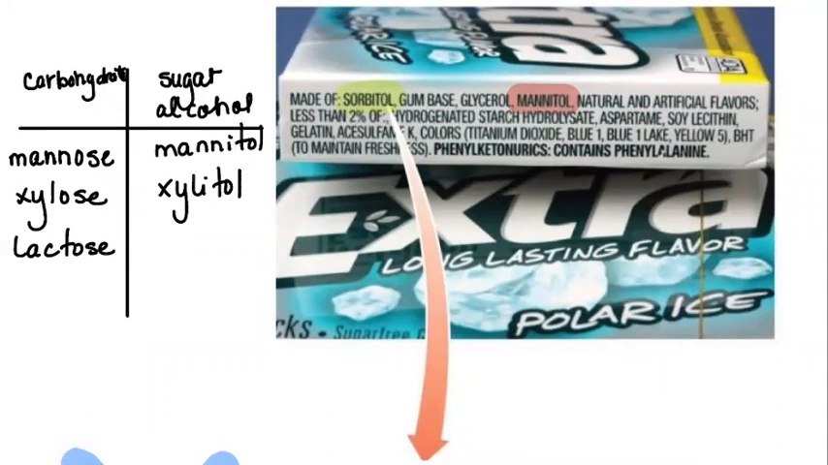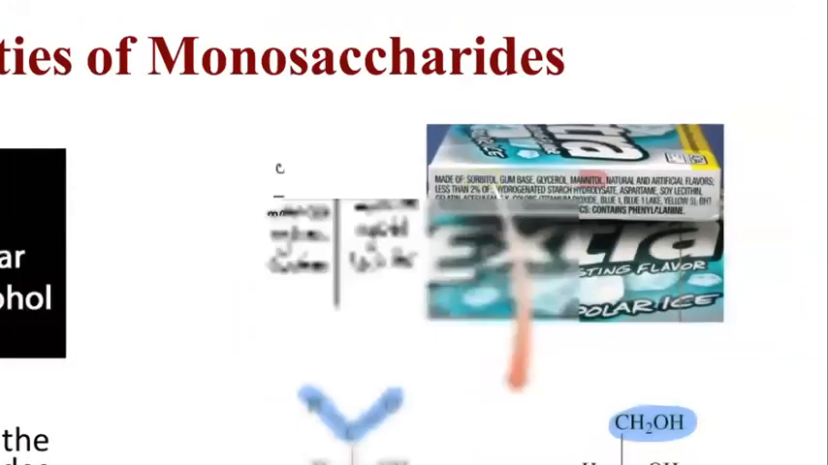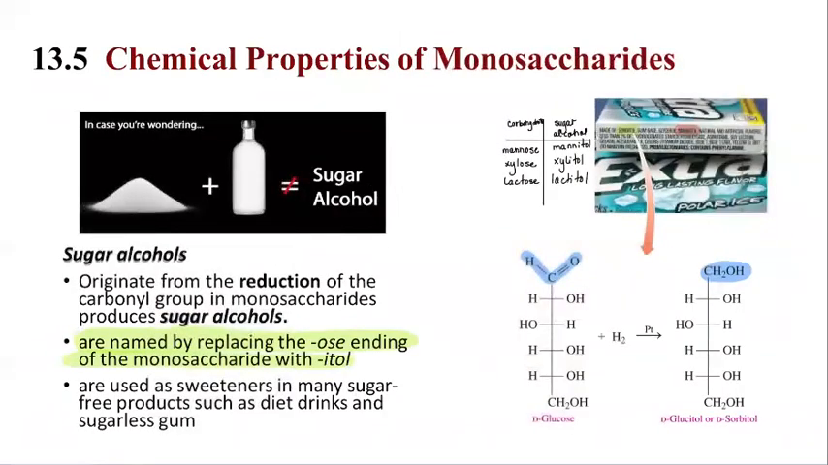Again, we're replacing the -ose with -itol, including lactitol. Excellent. In the in-class worksheet, you have a table to determine the carbohydrates and sugar alcohols. But understand that these sugar alcohols are made by the process of reduction, taking the aldehyde functional group and turning it into the corresponding alcohol, primary or secondary.